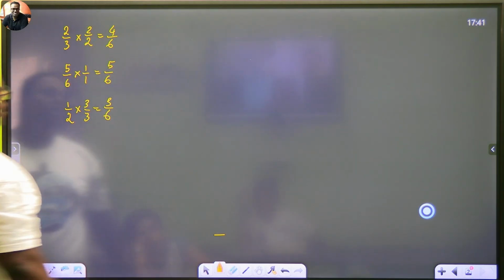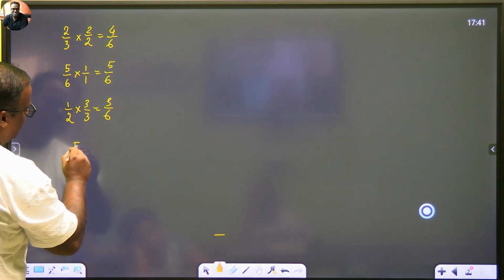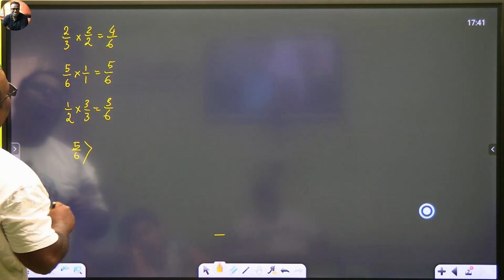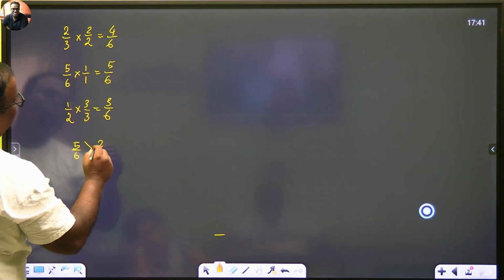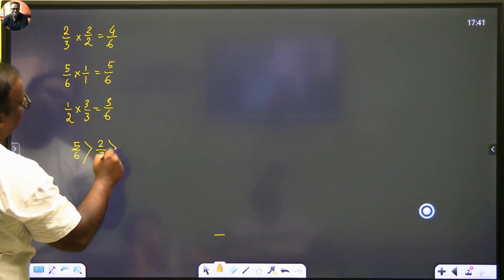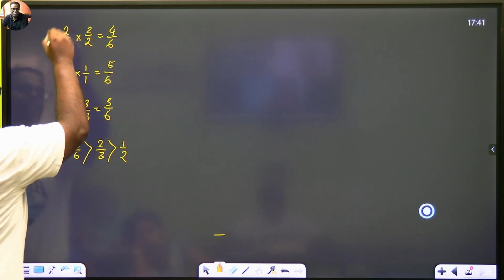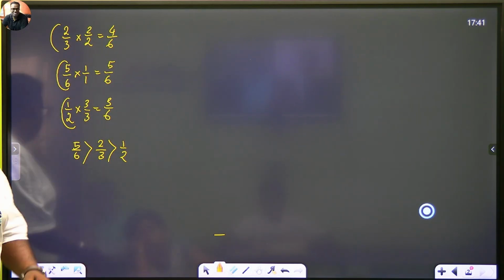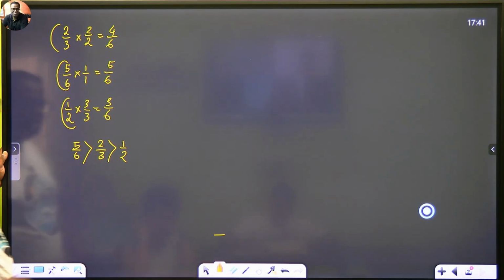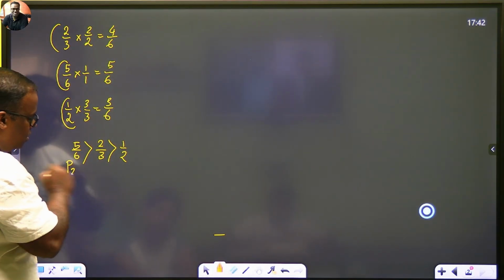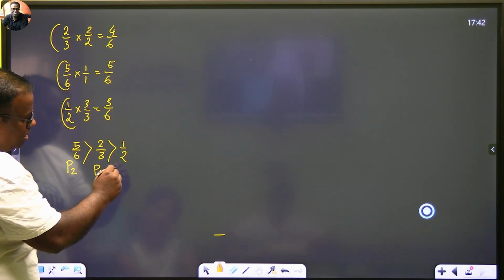In which case are you finding the maximum value? 5 by 6. So we will write 5 by 6 is the maximum, followed by 2 by 3, followed by 1 by 2. Yeah, because these were our original entries, right? Can you now look into your book and tell me which one was P1, which one was P2? 5 by 6 was P2, okay? 2 by 3 was P1. 1 by 3 was P3.